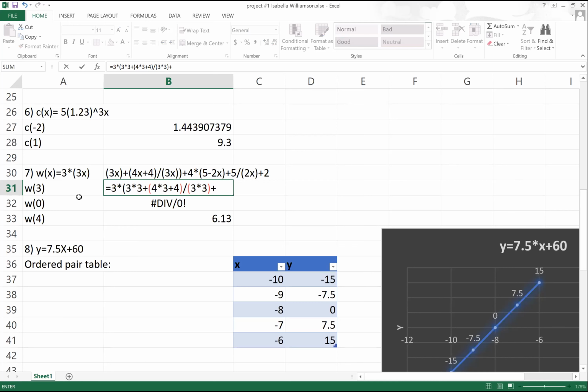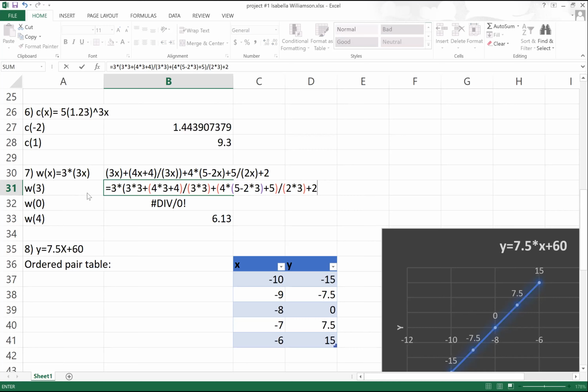So again, we're going to put the numerator in the parentheses. So 4 times 5 minus 2x, 2 times 3, close it, and adding 5 in the back. Okay, and close it. All right, that's the numerator. And then dividing by 2x, 2 times 3. And after that, adding 2 in the back. Okay, that's great.